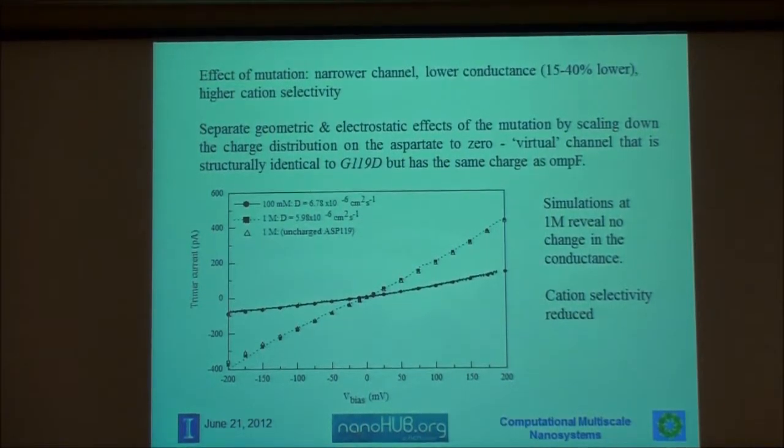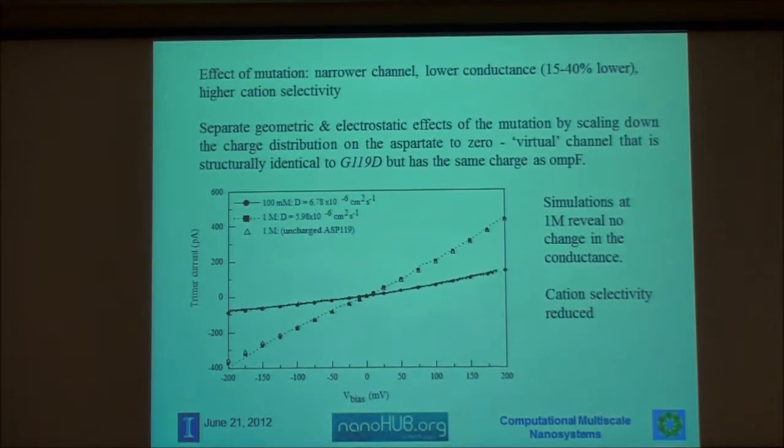And so we did simulations with the channel which is untouched, and the channel with the mutation, and then by putting the charge or not. We did simulations with different concentrations as well, for experiments.